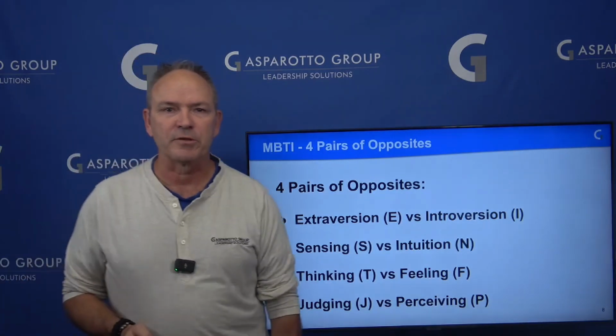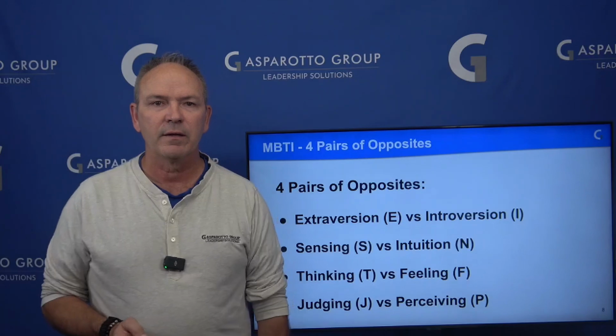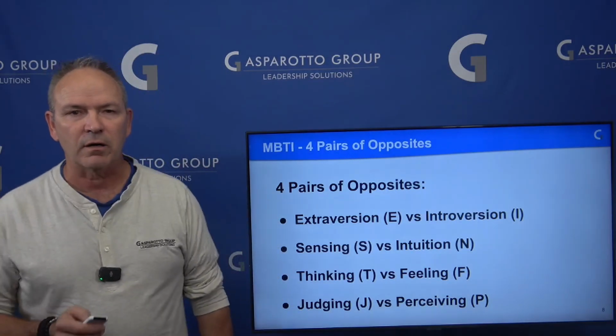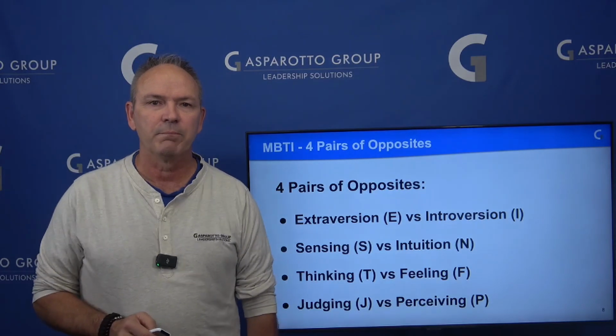The first pair of opposites are extroversion versus introversion, E versus I. Extroversion and introversion are commonly used in everyday language, and many stereotypes are associated with them.